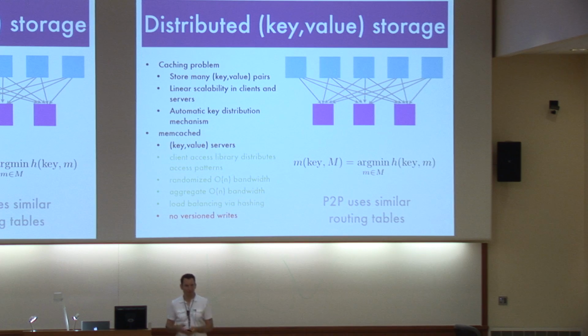Yep? Maybe this is a little off topic, but do most of these methods, including MapReduce, with these key values, assume that the keys are smaller than the values? Yes, you typically would assume that the key is just a key, not the content.